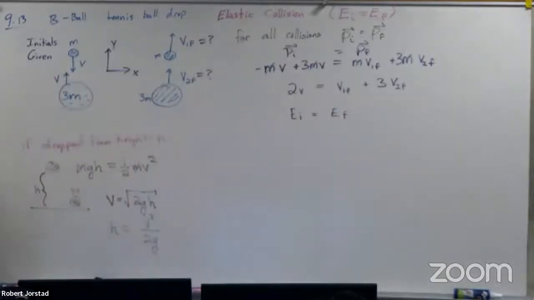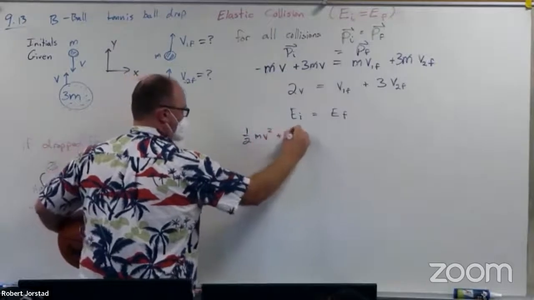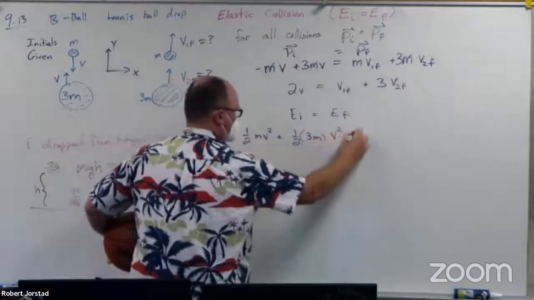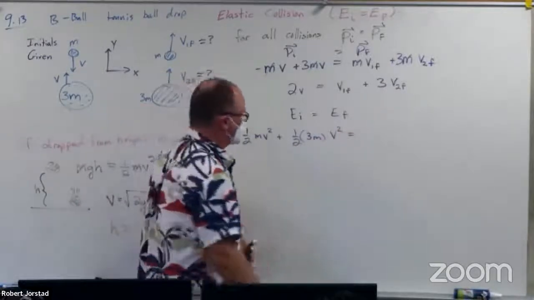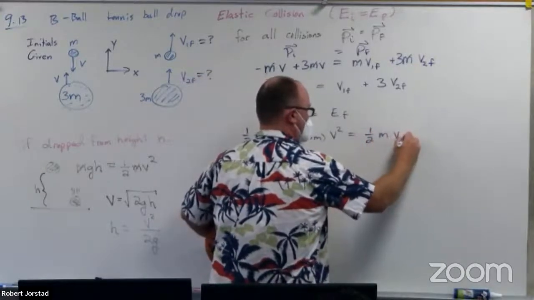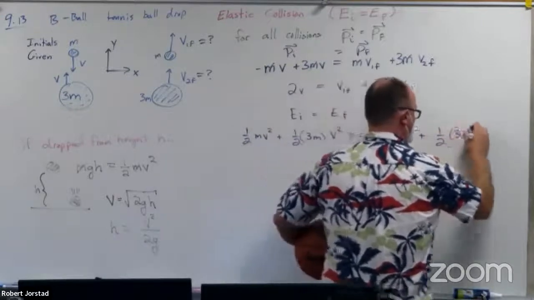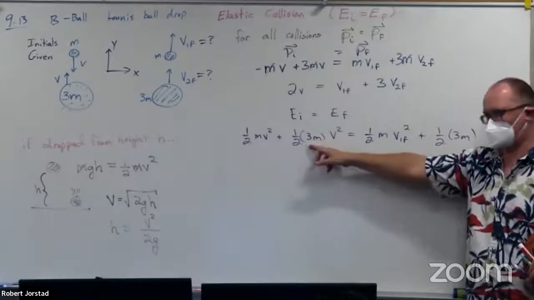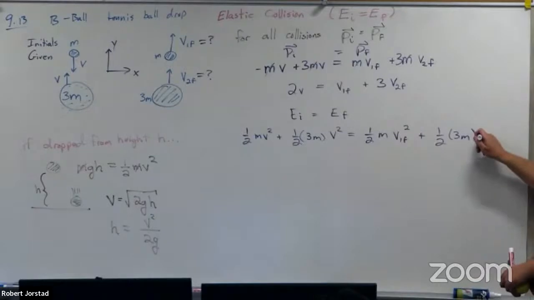What's the initial energy? 1/2 mv squared plus 1/2 3m v squared. Okay. 1/2 m. When you're doing these, people, just be careful, right? The one thing sometimes people forget is the number that's on the mass sitting out in front of them. You know what I'm saying?